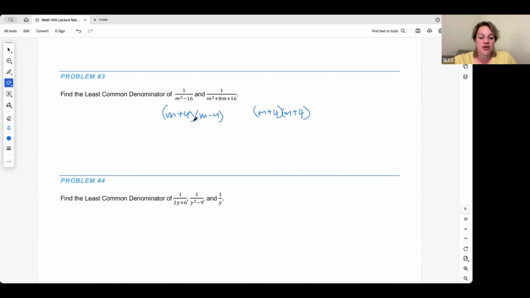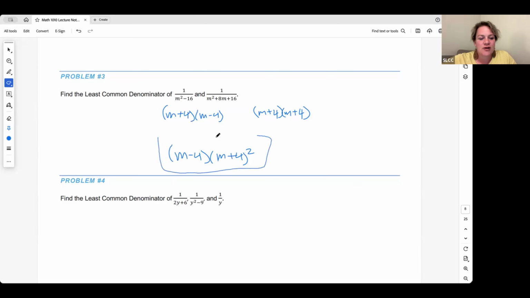Now I consider my terms. I need what can everything be multiplied into, and the most of each distinct factor. Okay, so we have two m plus 4s here. We need both of them. And then we have an m minus 4. So what is the least common denominator? M minus 4 times m plus 4. And see, there's two of them. Then you could just put m plus 4 quantity squared. The most of each distinct factor. Or what can both terms multiply into?